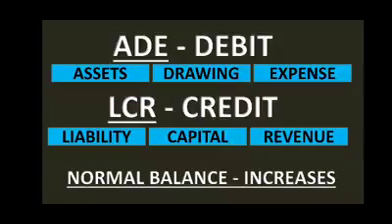Okay, ito yung summary niya. So, pag assets, drawing, and expenses, i-debit natin. Pag liability, capital, at revenue, i-credit natin. So, pag normal balance na tinatawag, dun siya mag-i-increase. So, pag gusto mong mag-increase sa asset, punta ka sa normal balance, which is debit. Pag gusto mo namang mag-increase sa capital mo, punta ka sa normal balance niya, which is credit. So, ilagay mo dun.